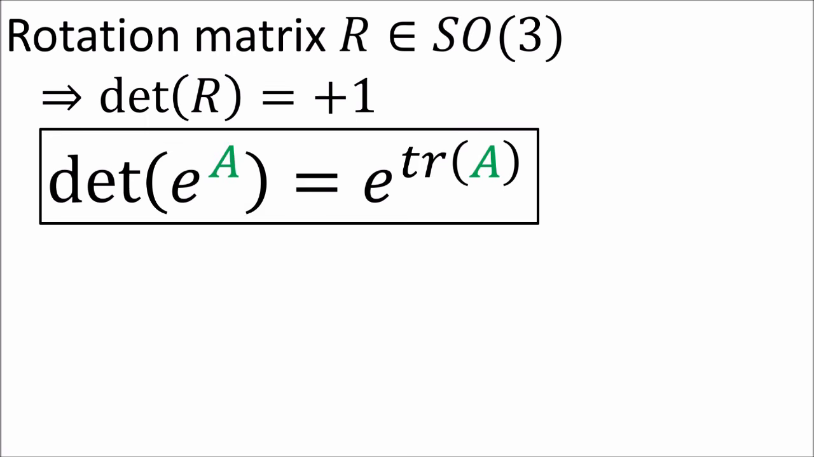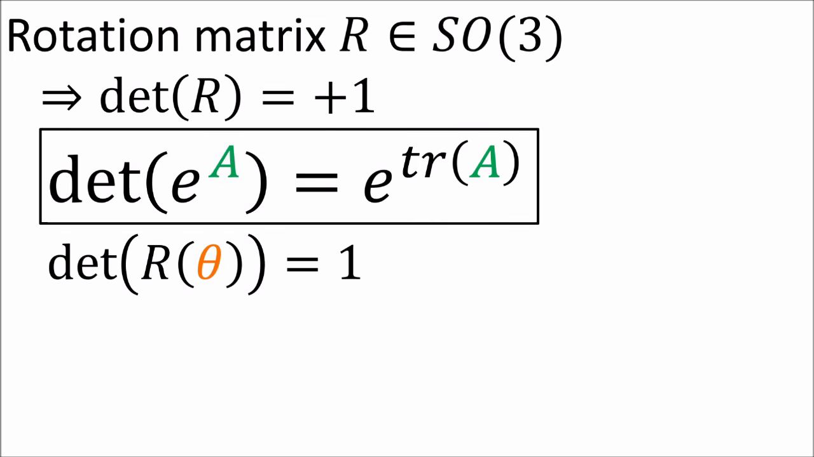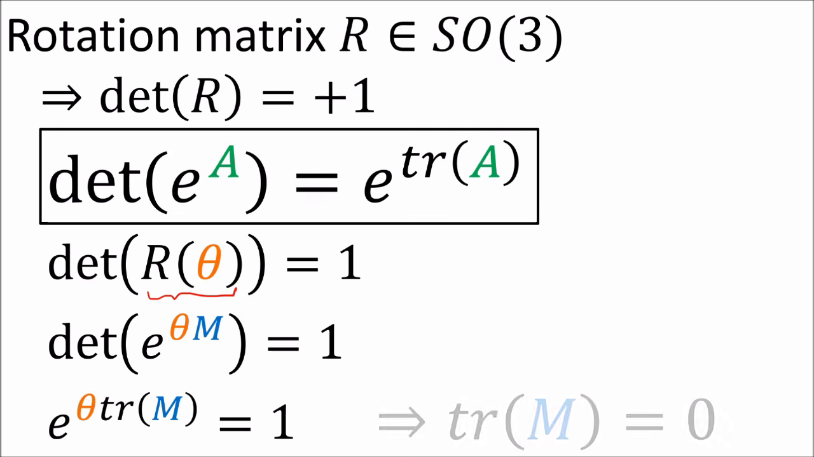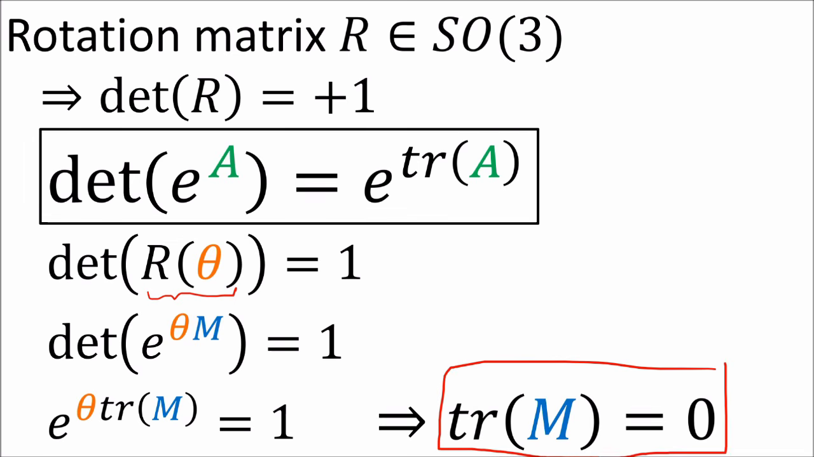So using this theorem, and knowing the determinant of an SO3 matrix is +1, we can write the rotation matrix in exponential form, use the theorem to rewrite it as the exponential of the trace, and since this exponential equals 1 for all theta, we must conclude that the trace of the generator M is 0. So we've proven that SO3 generator matrices are traceless.